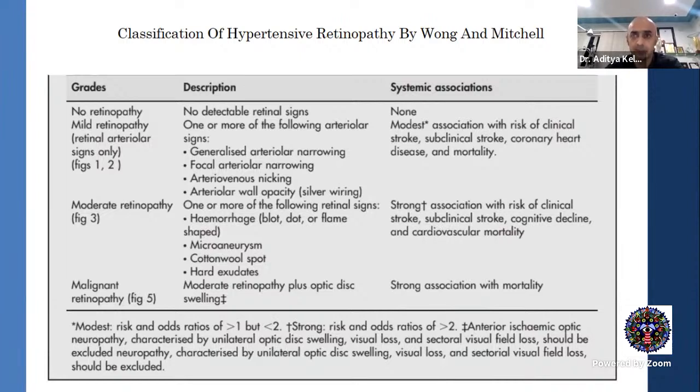So the best strategy in such cases would be to check the blood pressure and look for any cardiovascular risk factors. If there are any, you can advise the patient to go to the physician for the same. But I don't think there is any way by which you can predict an impending central vein occlusion, or somebody who doesn't have a vein occlusion now and is going to develop it within, say, 48 hours or 36 hours. It's very, very difficult to predict this.